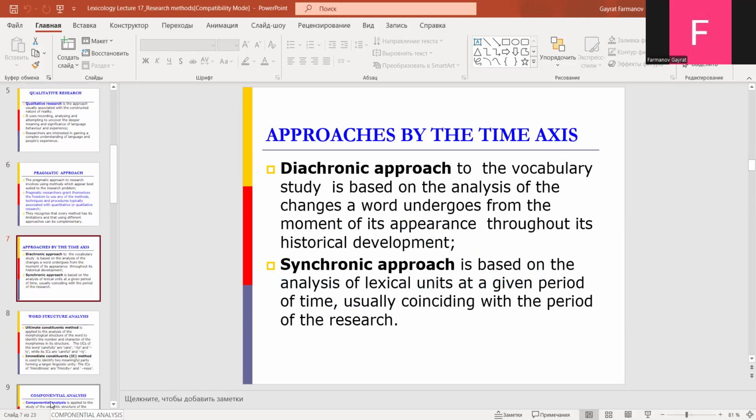Approaches by the time axis. The diachronic approach to vocabulary study is based on the analysis of the changes a word undergoes from the moment of its appearance throughout its historical development. The synchronic approach is based on the analysis of lexical units at a given period of time, usually coinciding with the period of research.